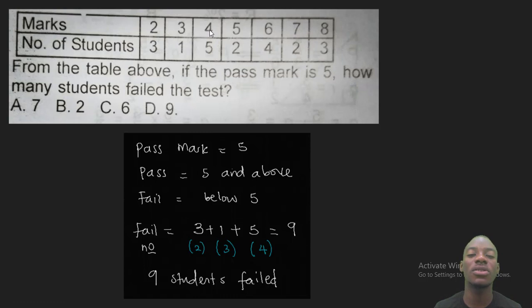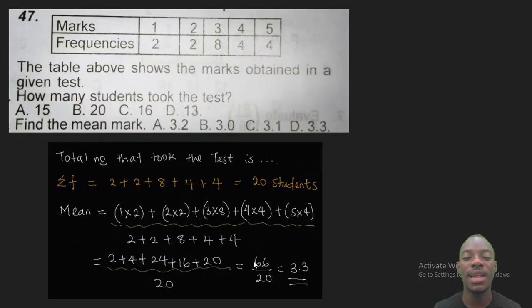So how many people failed? Count the frequency under 4 and below. Under 4 we have 5 plus 1 plus 3. Those are the ones that fail, and that's 9 people. So the students that fail are simply 9. And that's actually a simple one, right? Now let's check out the next one.